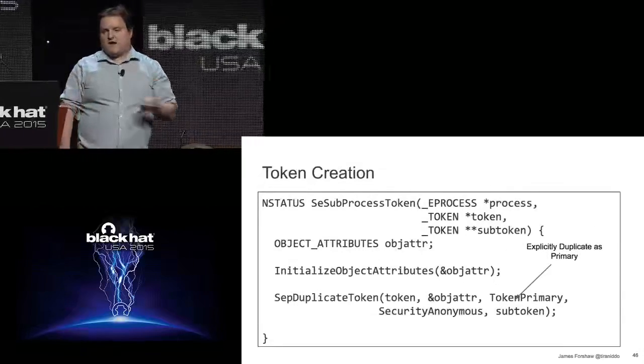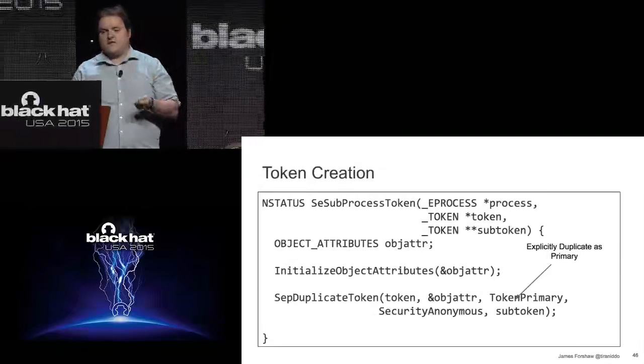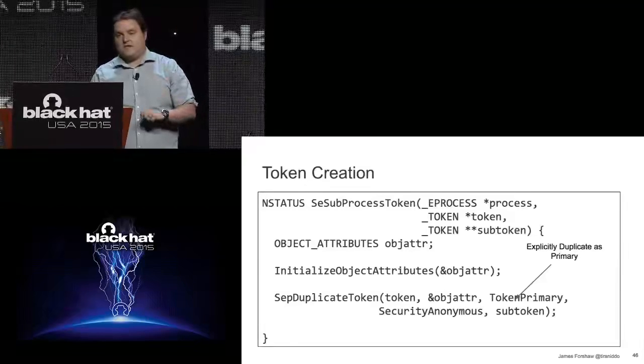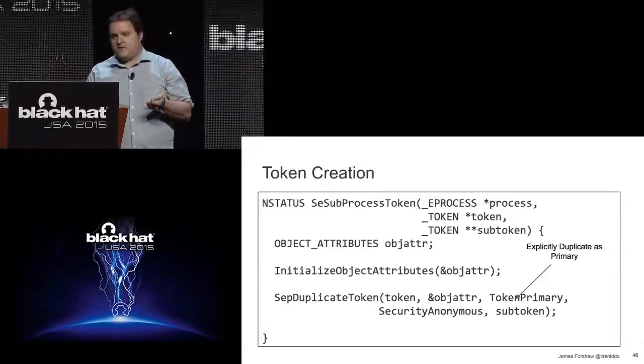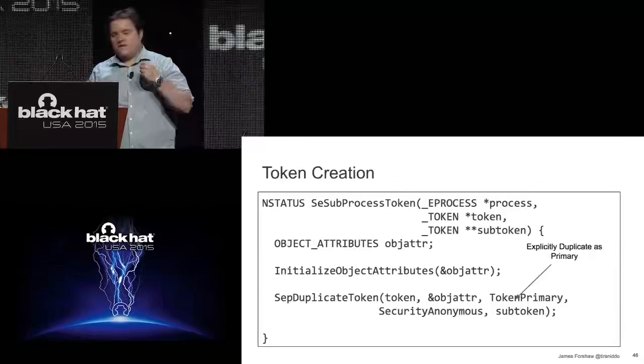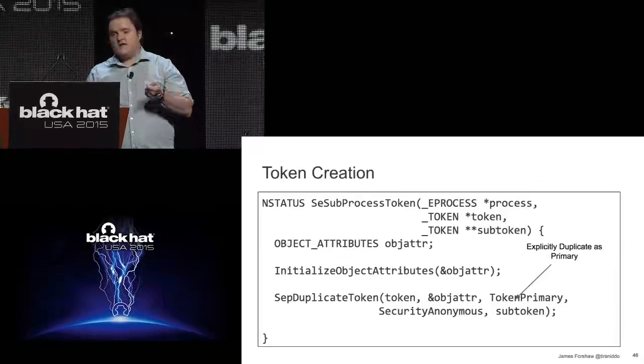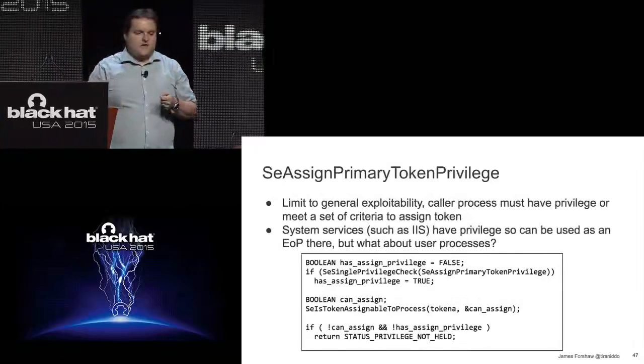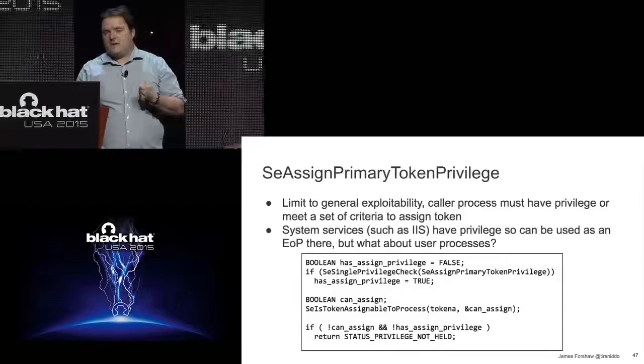And then when it actually goes to create it, it calls this internal duplicate function. But no one ever verified that this token was compatible to convert back into a primary token. So we've got a problem. We can potentially spawn processes using only identification tokens. Now, the actual limit of exploitability depends on who you are.